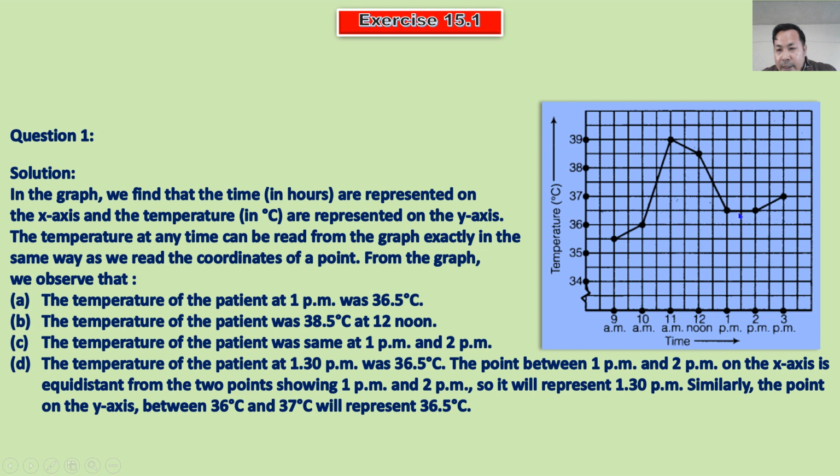Here you see. Yes. So at 1:30 p.m. the temperature of the patient will be 36.5 degrees Celsius. You can see here on the y-axis also it falls in between 36 and 37, and it is the middle point of 36 and 37. So we can take this middle point of 36 and 37 as 36.5 degrees Celsius. Okay, so the temperature of the patient at 1:30 is 36.5 degrees Celsius, that you have to be aware of.